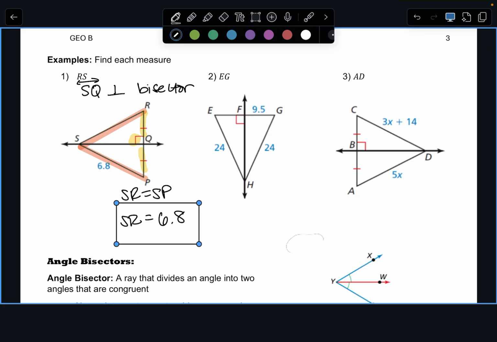Y'all are both wrong. Okay? Charlotte, stop talking. So again, all we did, turn around, Rowdy. All we did was set these two lengths equal. That's it.